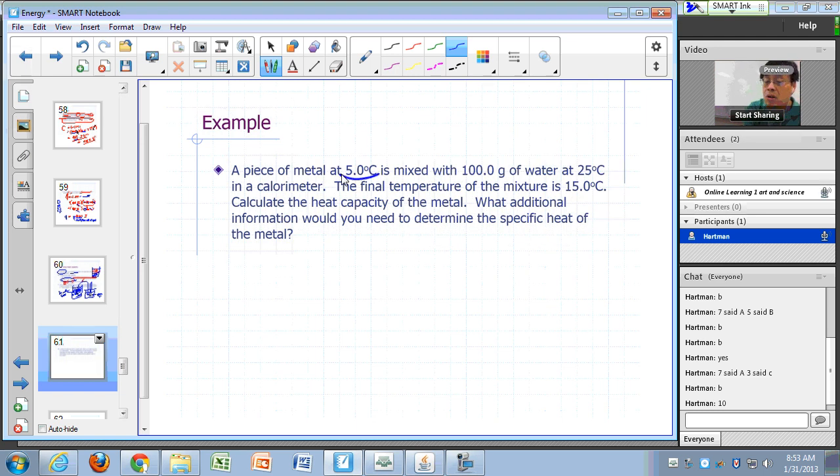So your metal is cold. It's at 5 degrees Celsius. Your water is at room temperature. And so what happened to the final temperature? Let's say you found the final temperature to be 15. What's the heat capacity of the metal?